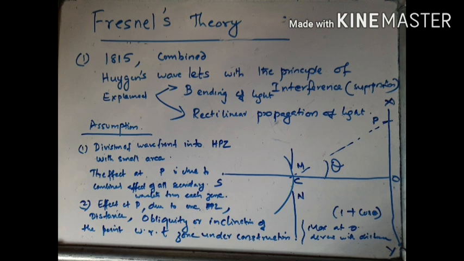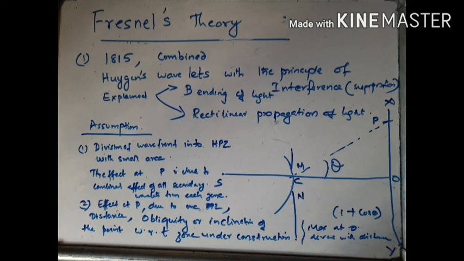The first assumption is, he made this assumption in order to explain the bending of light as well as rectilinear propagation, and he considered a point source S, a small obstacle Mn, and a screen XY, in such a way that he tried to explain the effect at various points on the screen due to the obstacle Mn, which is illuminated by the point source S. To study this, he made certain assumptions.